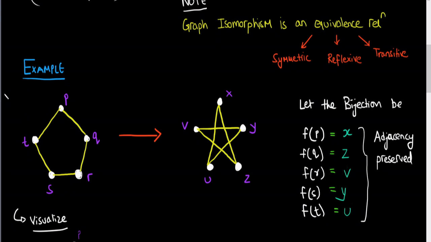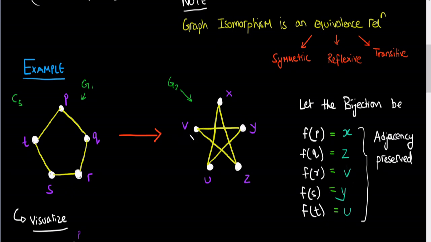Say you've got your C5 here. So this is C5, a cycle of 5 vertices, labeled P, Q, R, S and T. Those are the white dots here. And say we've got another graph here. So say this is G1 and this is G2, and this is sort of like the shape of a star, and I've labeled it as X, Y, Z, U and V.